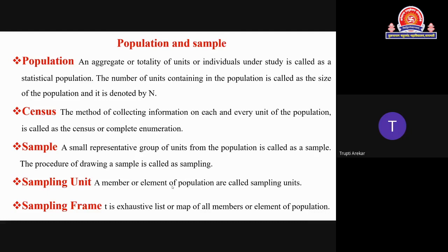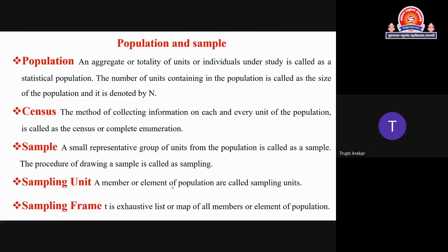The method of collecting information on each and every unit of the population is called the census or complete enumeration. A small representative group of units from the population is called a sample. The procedure of drawing a sample is called a sampling procedure. So up to this we have learned.